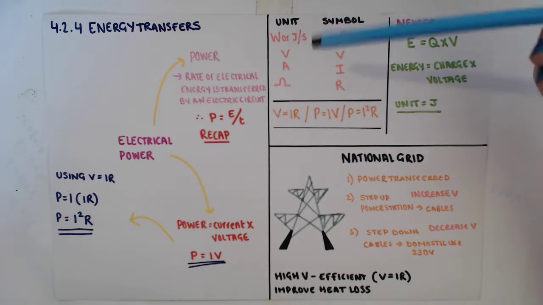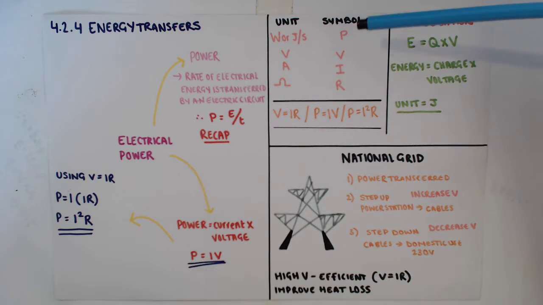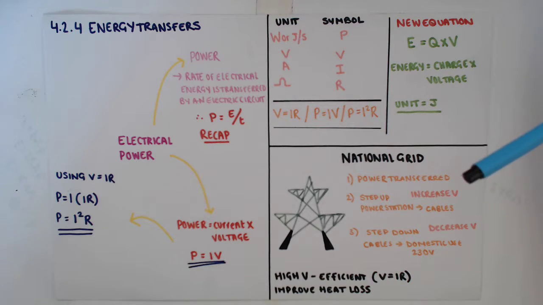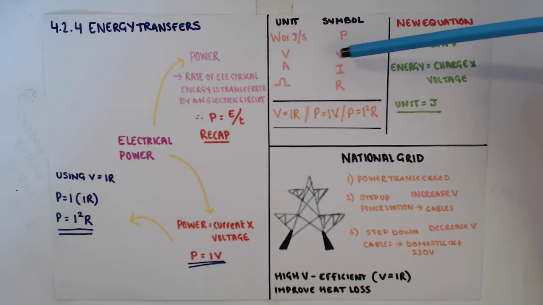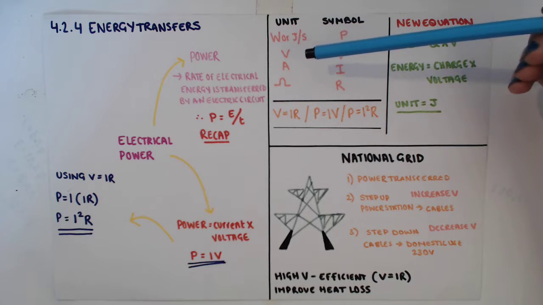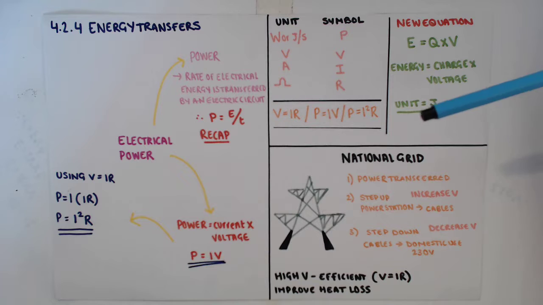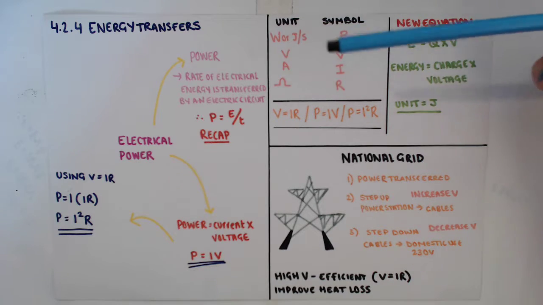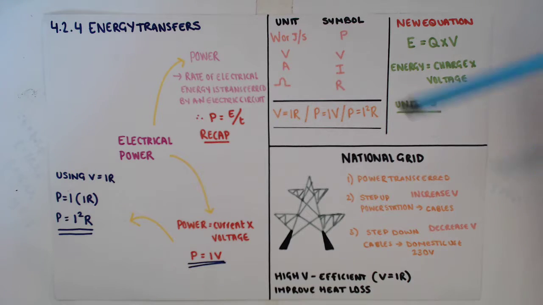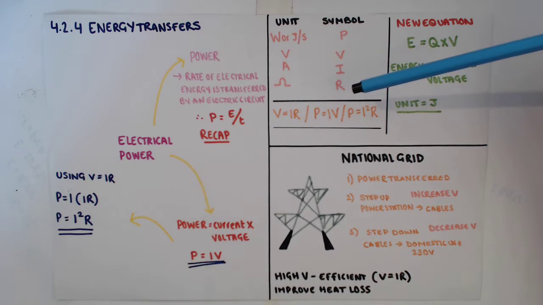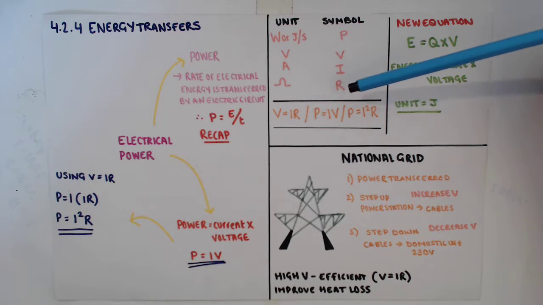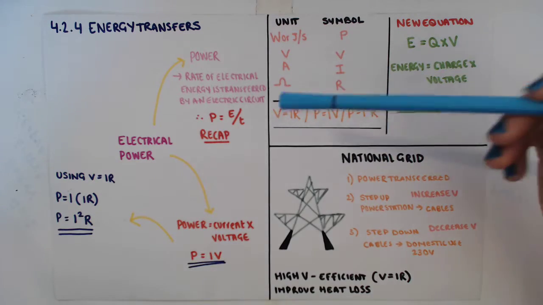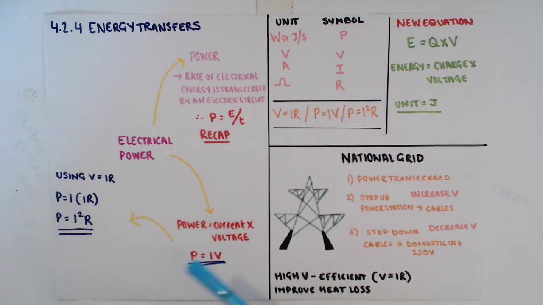Okay, I'm going to have a quick unit and symbol checker. The symbol for power is just a capital P, and it can have unit watts or joules per second. The symbol for voltage is a capital V, and it has unit volts. The symbol for current is I, and it has a unit amp because it's measured in amperes by an ammeter. You have a symbol for resistance, which is just a capital R, and the unit for resistance is an ohm.